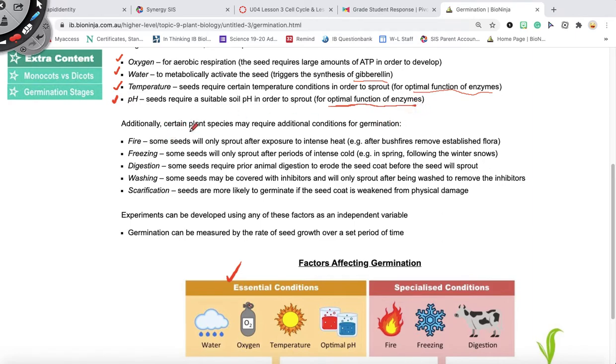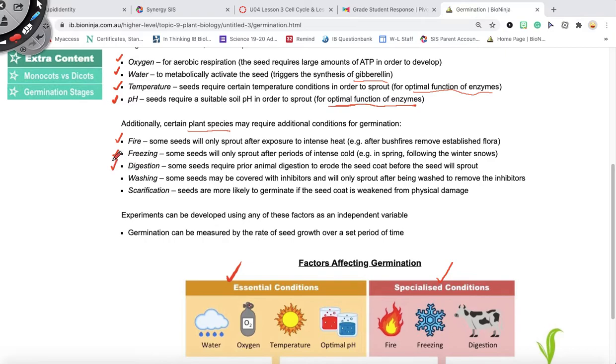And additionally, certain plant species require specialized conditions. So some seeds will only sprout if they're exposed to heat, for example, a bushfire. Some plants will only sprout if they're frozen or they're put in intense cold conditions. So for example, you know that tulips need to undergo really cold weather in order to bloom the next spring, which is something that did not happen to my tulips in my garden last spring because the winter was really mild.